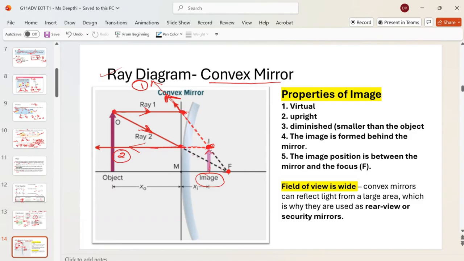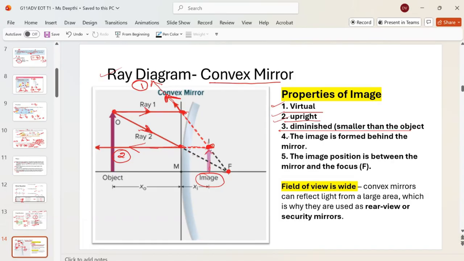When you look into the size of the image, you can see that it's very small compared to the object, right? And it is formed behind the mirror. So that's why it's called a virtual image. We will not get it on the screen. It is a virtual image. Now it is upright. It's standing straight up, right? That's upright. Then it is diminished or smaller than the object.